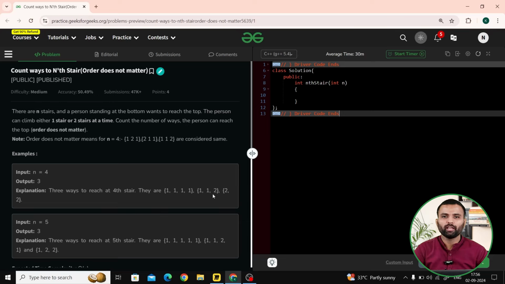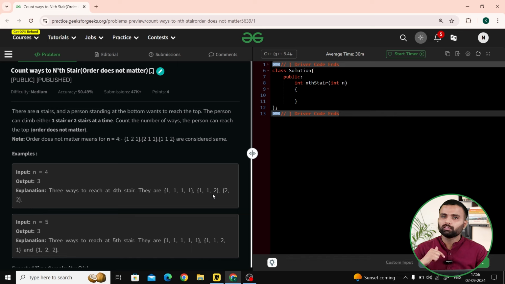So let's talk about today's problem. Our problem name is count ways to nth stairs, right? The question is there are n stairs and a person is standing at the bottom and wants to reach the top. The person can climb either one stair or two stairs. These are the two possibilities. We just have to count the number of ways that the person can reach the top.